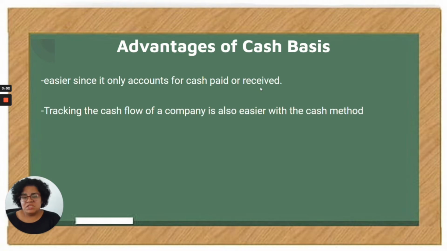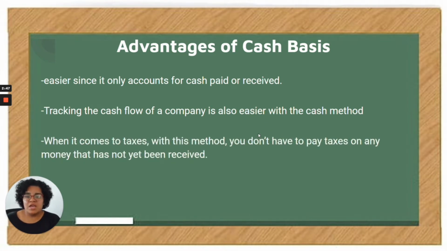Well, the advantages of the cash method is most feel that it is much easier because it only accounts for cash paid or received. Tracking the cash flow of a company is also easier in the cash method because it only accounts for cash paid or received. When it comes to taxes, one of the biggest pros for the cash method is that you would not have to pay taxes on revenue that you have not received.